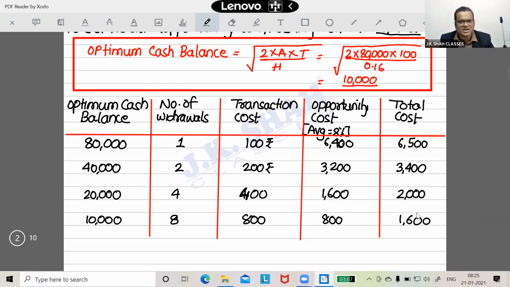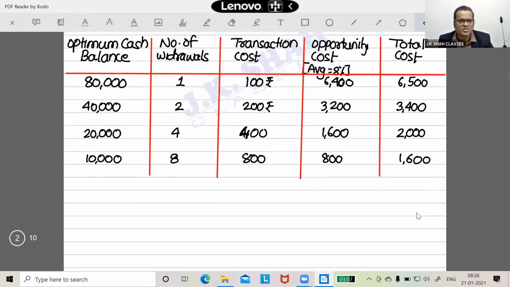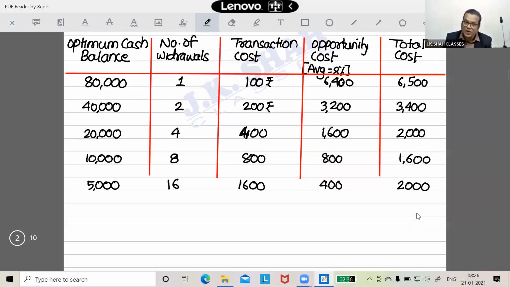Now I will tell my person, go again and draw 5,000 rupees. How many rounds will you have to do? 16 rounds, obviously, since we are halving the amount, the rounds will double. So now we will spend 1,600 on traveling cost, but the interest loss will also be less. 5,000 into 8% is 400. But what I noticed, dear friends, is that this is getting to 2,000. I hope you understand that the benefit cost ratio has changed now.